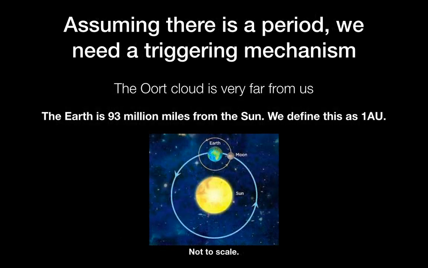Okay, so let's assume that there is a period. Then we need a triggering mechanism. So what is happening to the Oort cloud every 32 million years that leads to it firing a bunch of comets into the inner solar system?